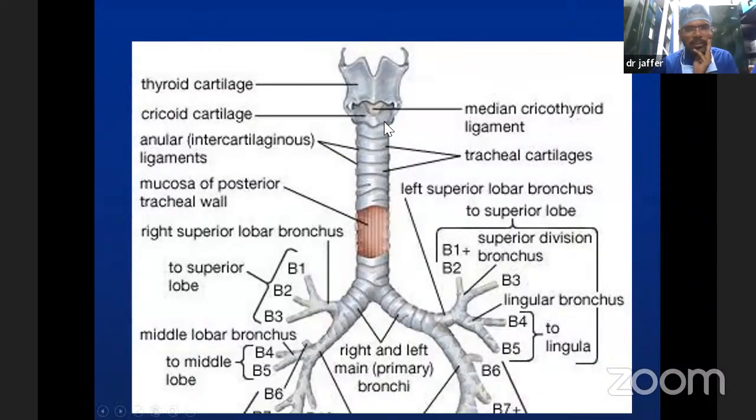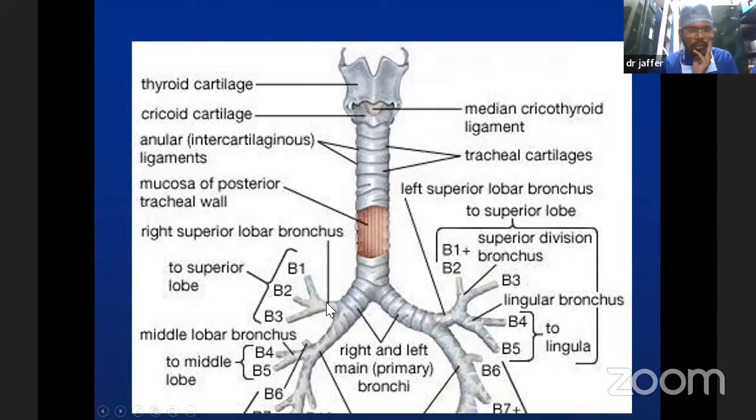So to summarize, the trachea starts from the lower border of the cricoid, extends till the upper border of T5, and divides into two main stem bronchi. The right upper lobe usually originates at 3 o'clock position, and it is 1 to 1.5 centimeter from the carina. So it is very difficult to position the DLT. The left side is usually 5 centimeter, and we can easily position the DLT.